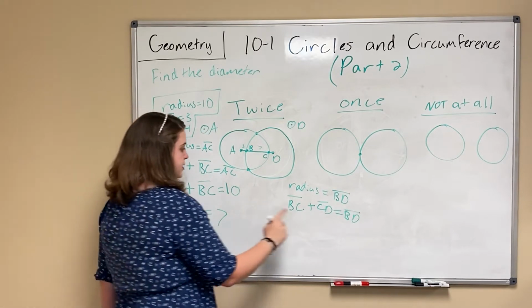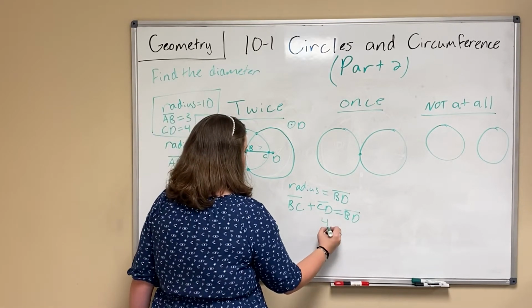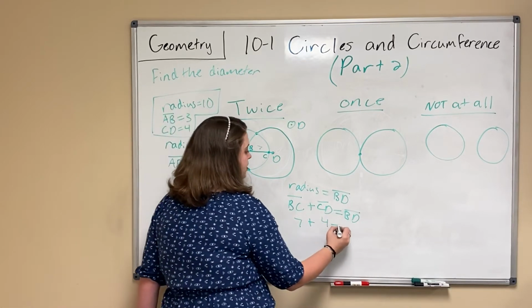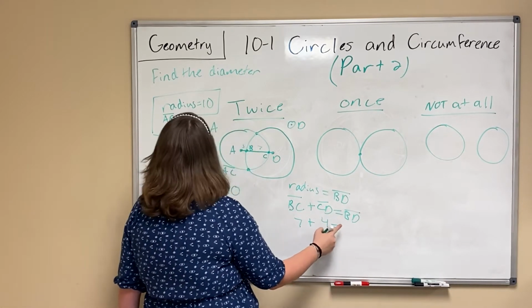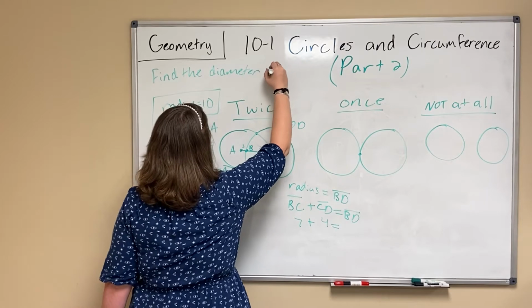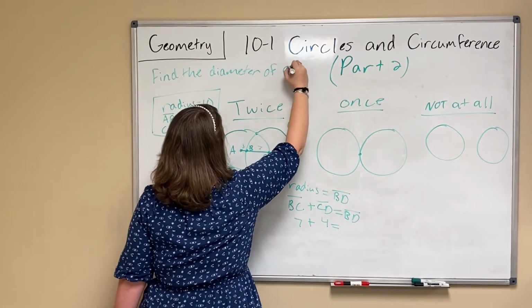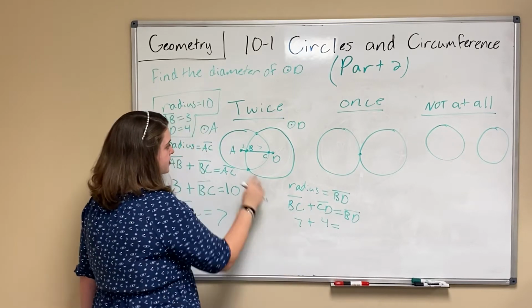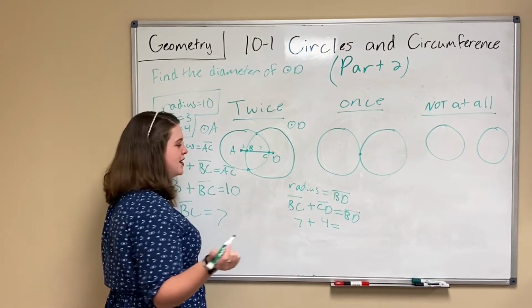Now if I know that CD is 4 and BC is 7, then I know BD. I meant to say find the diameter of circle D. They don't have the same diameter.